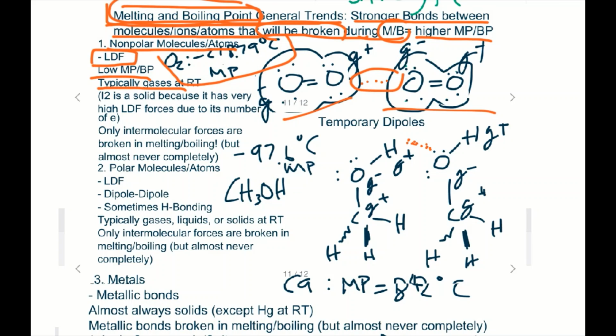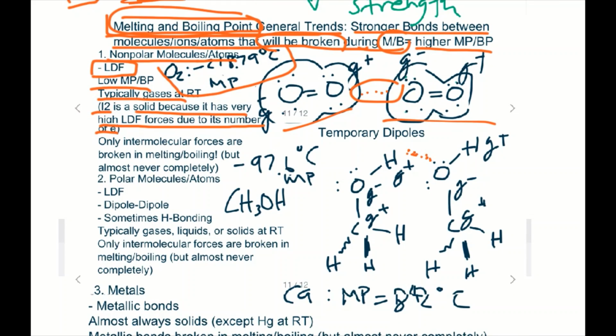Now, we have some exceptions, of course. I2, which is nonpolar, is a solid because it has a very high LDF force due to its number of electrons. Now, why didn't I talk about the covalent bonds, since these are super strong? The thing is, when we melt and boil stuff, we only break certain bonds, and in this case, we only break the intermolecular forces in melting and boiling nonpolar molecules or atoms.